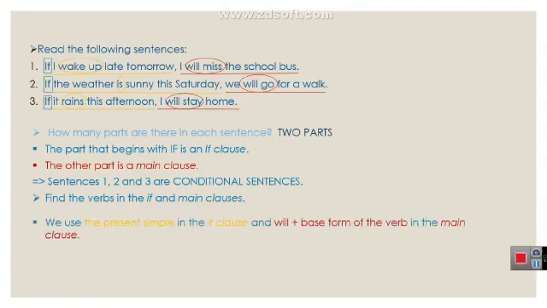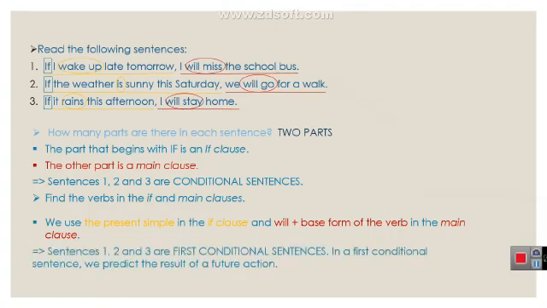We use the present simple in the if clause, like wake up, is, and rains, and will plus base form of the verb like will miss, will go, or will stay in the main clause. So sentences 1, 2, and 3 are first conditional sentences. In a first conditional sentence, we predict the result of a future action.